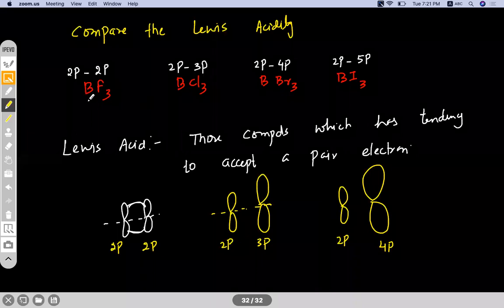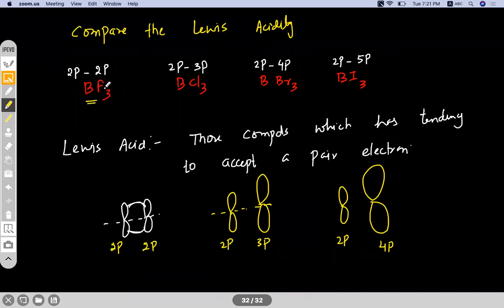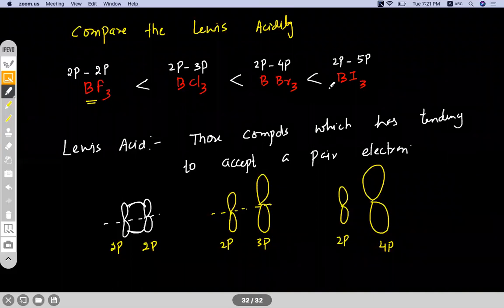Hence, in the BF3 molecule we have the maximum tendency to overlap and form back bonding. So back bonding tendency is maximum in BF3 and minimum in BI3. Lewis acidic behavior is the tendency to accept electrons, and BI3 is the most electron deficient molecule. Hence the order is this, for Lewis acidic behavior. Yes, did you understand this?